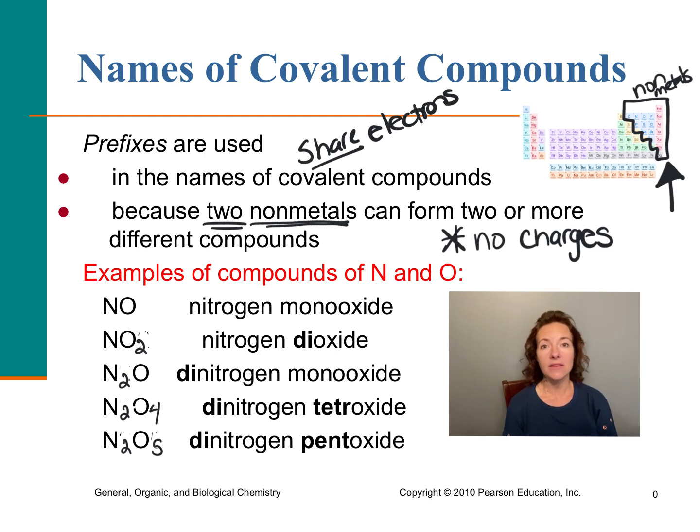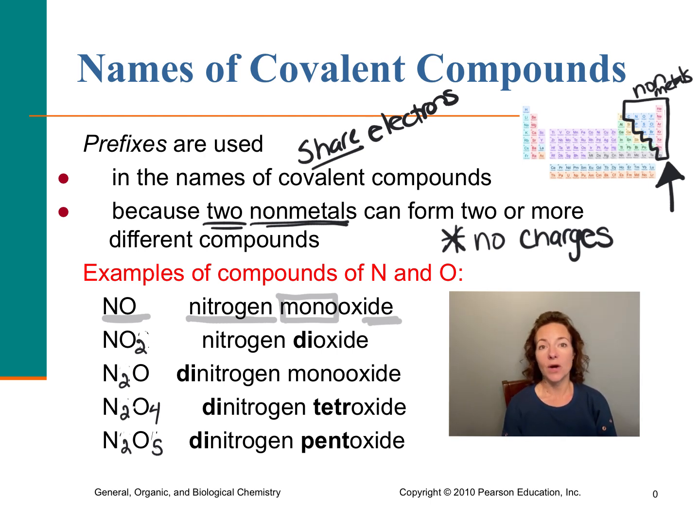So if we take a look at the examples I have here, NO is nitrogen monoxide. I have one nitrogen atom, so I just call it nitrogen. I have one oxygen atom, so I put a prefix of mono, and then I'm still changing the ending to IDE on the second element, just like we did with all of the other compounds.